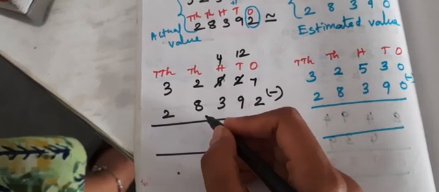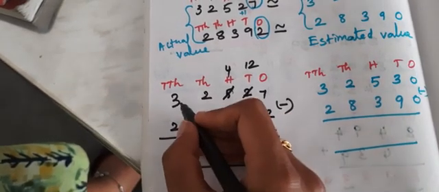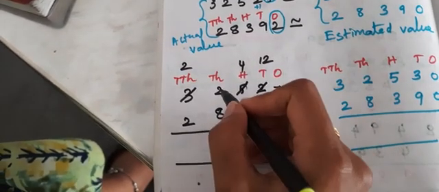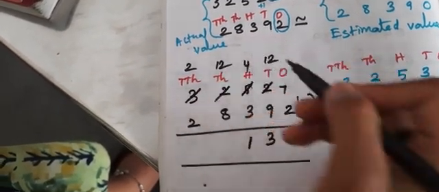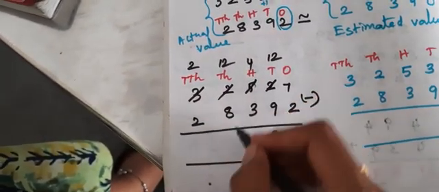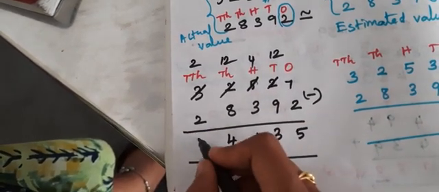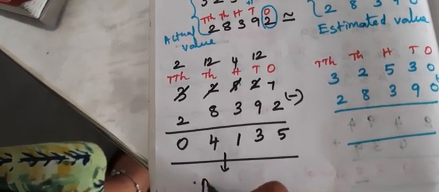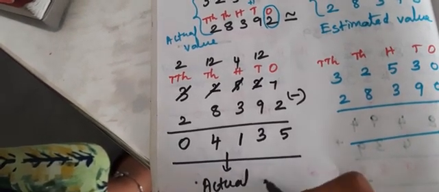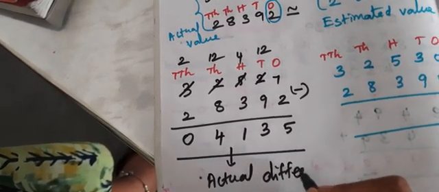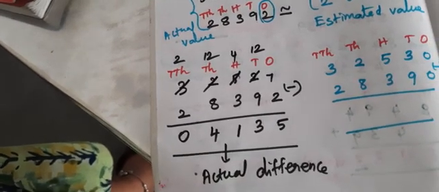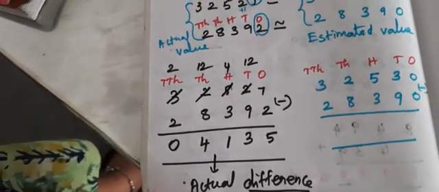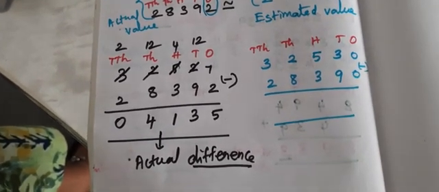2 minus 8, is it possible? No. Again I am going to take help from the 3. It will change to 2. 2 is changed to 12. 12 minus 8, it's a 4. The answer is 0. Okay, so this number we call it the actual difference. In subtraction, the result of the subtraction we call a difference. Next we move to the estimated difference.